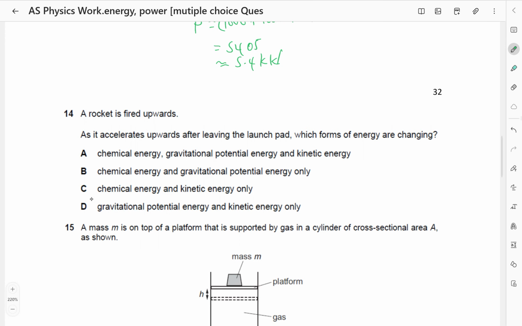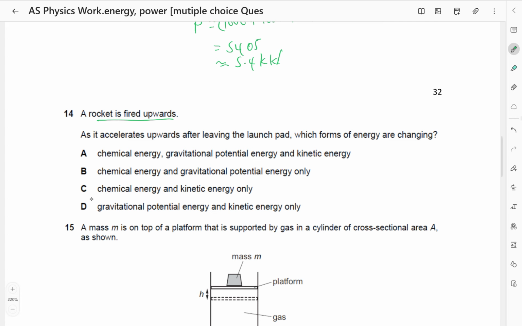A rocket is fired upwards. As it accelerates upwards after leaving the launch pad, which forms of energy are changing? Of course, it is moving upwards and it accelerates. As it accelerates, that means the velocity is increasing, so the kinetic energy is changing. It is going upwards, so it is gaining height. Gravitational potential energy must be changing.